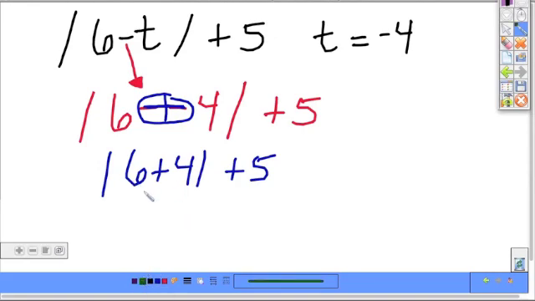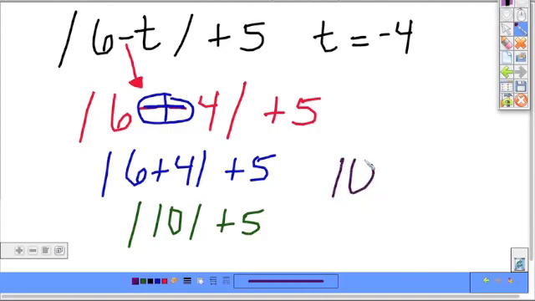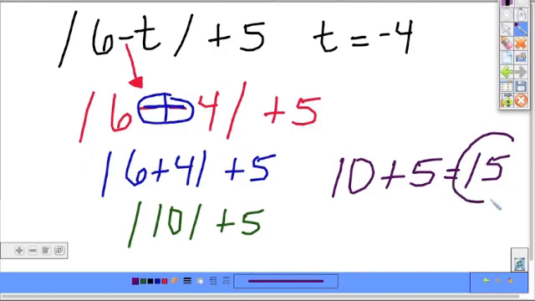Okay, solve inside here. Absolute value, 6 plus 4 gives me 10. Absolute value, +5. Okay, now I need to pull that 10 out of the absolute value bars. When I pull that 10 out of absolute value, it is going to be +10. Because remember, anything coming out of absolute value bars is positive. And I'm going to keep my +5. Now I have 10 plus 5, as we all know, is 15. And that is my final answer.